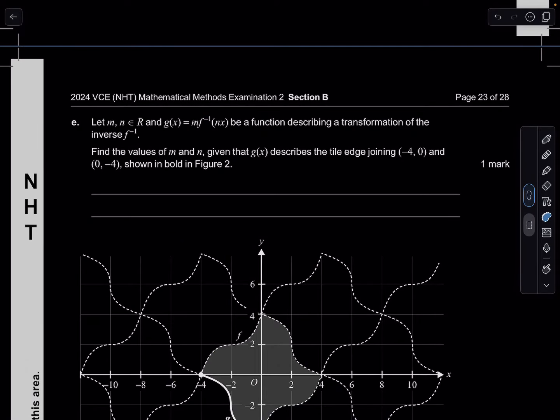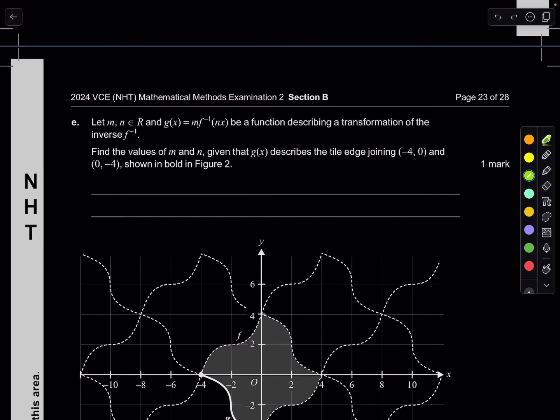Okay, part E. Let's have a try. Let m and n be elements of all reals, and g of x be m times your inverse, where m is a dilation by factor of m parallel to the y-axis, and this here is a dilation by factor of 1 over n parallel to the x-axis. Let g be a function describing a transformation of the inverse of f.